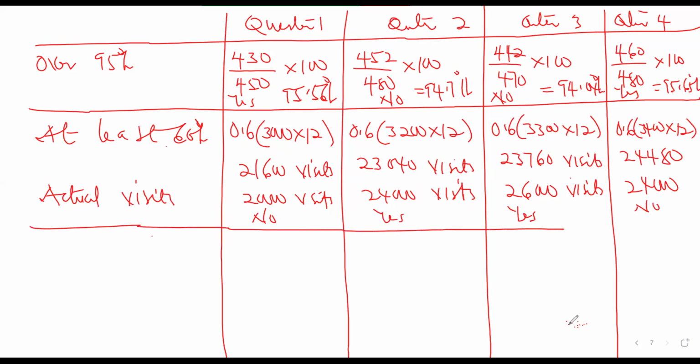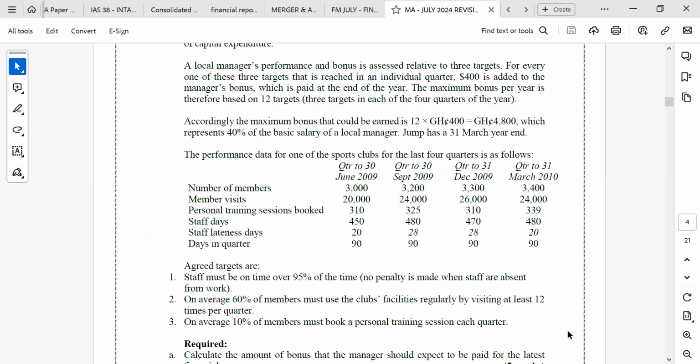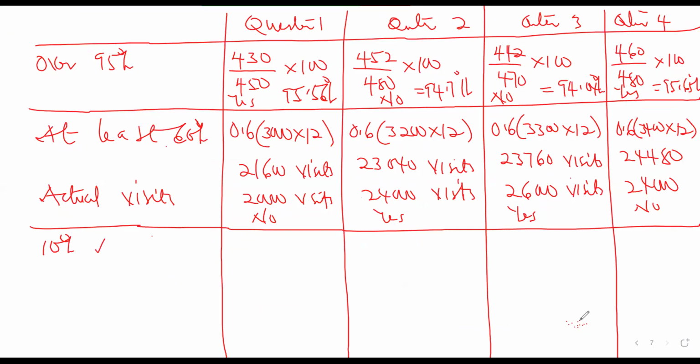So let's go to the last target. The other one is that on average, 10% of members must book a personal training session each quarter. So what is the personal sessions booked for the first quarter? 310. But they are saying that 10% of the members must book that. 10% must book each quarter. So what is the members that we have for quarter one? That's 3,000. So 10% will be 300. So that will give you 0.1 multiplied by 3,000, which gives us 300.